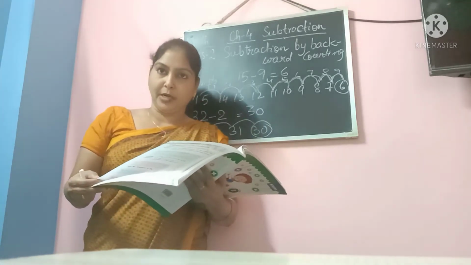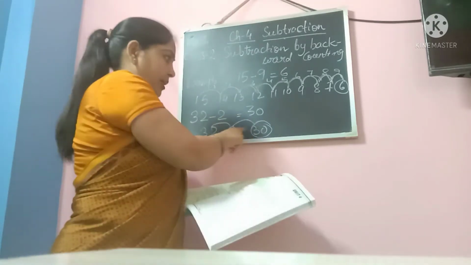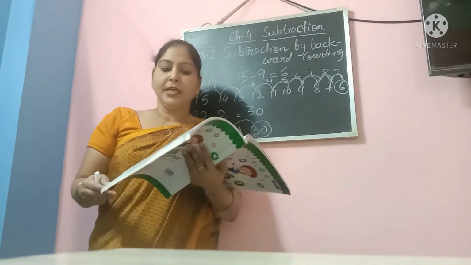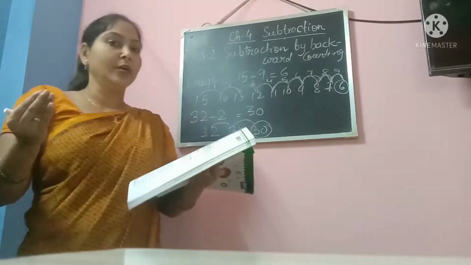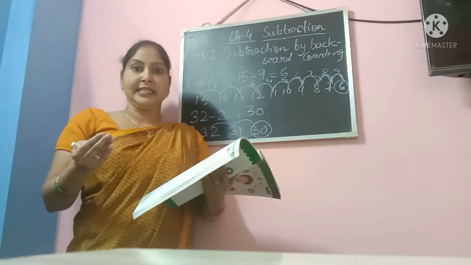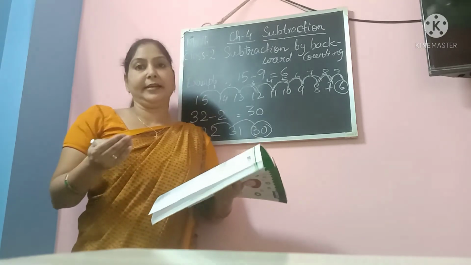In a similar way, on page number 59 you will get some exercises based on subtraction by backward counting. So you have to do it in this way, so that you will understand backward counting, okay. And do not write the direct answer, as I have already said, don't write the direct answer, correct.